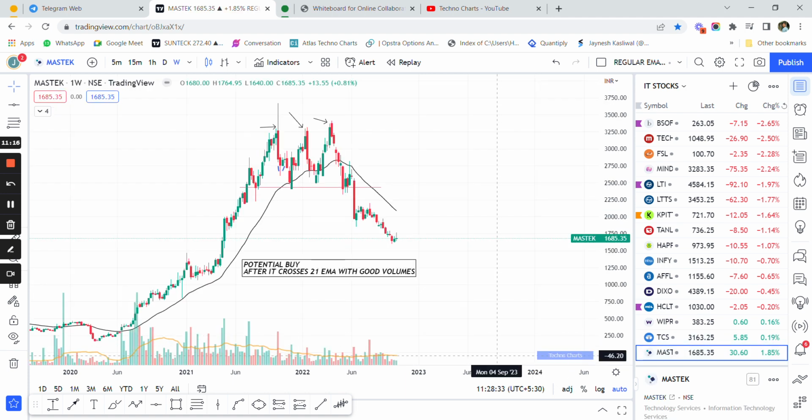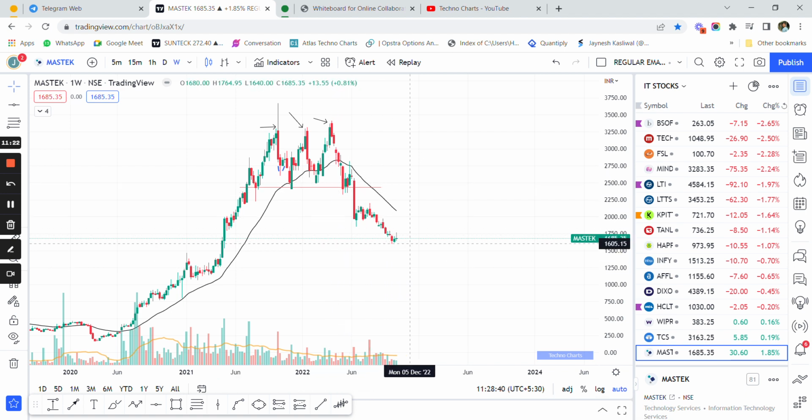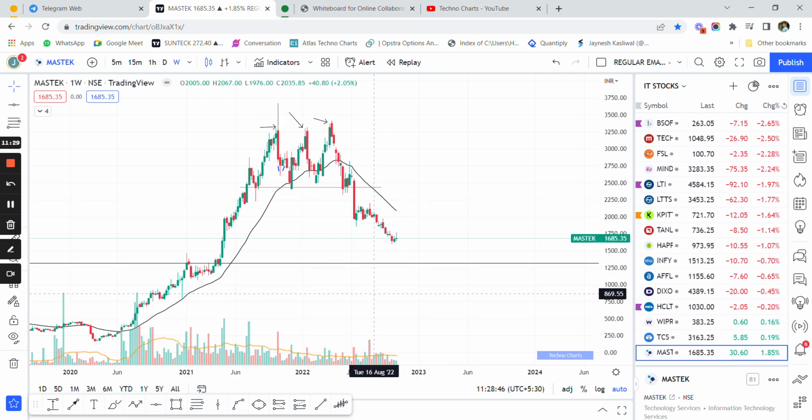The last stock that I'm going to talk about is MASTEK. So as you can clearly see, MASTEK made a triple top, and finally it has given us a stage 4 breakdown and is finally falling. I think the stock can touch approximately 1300 levels or so in the coming future, and one should keep on checking whether the accumulation period occurs or not.